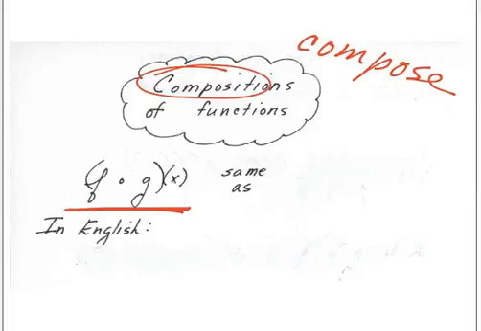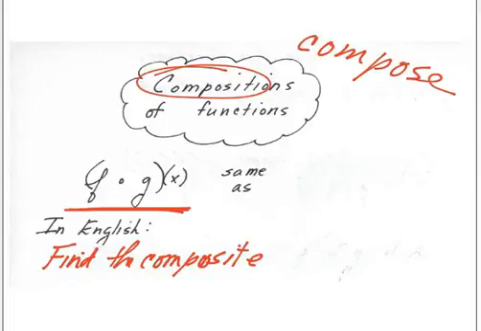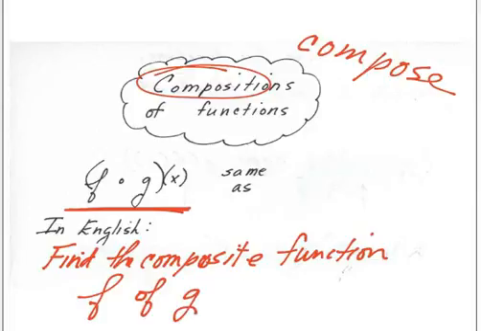Now, as in all things in Algebra 2, we have to understand what they're even saying to us. And what this means is find the composite function f of g of x. Okay. When you see this, this is the English translation of what they're asking you. They're telling you, please find the composite function of f of g of x.